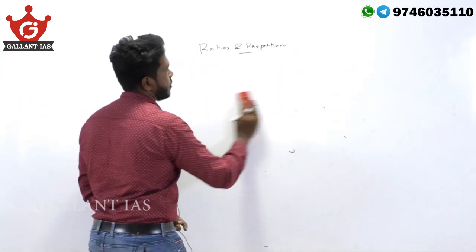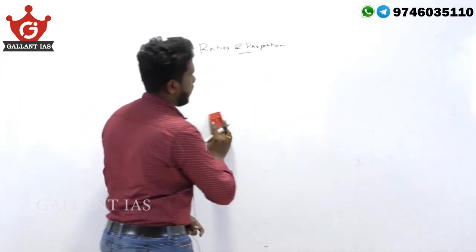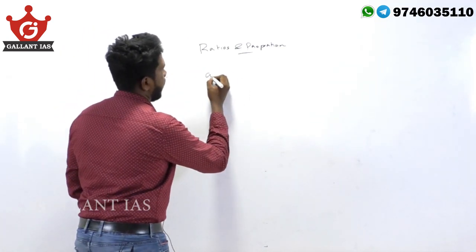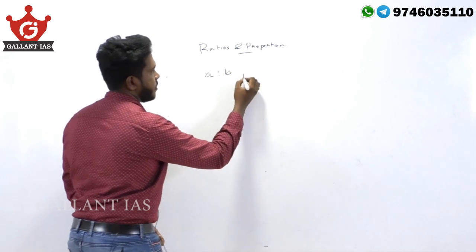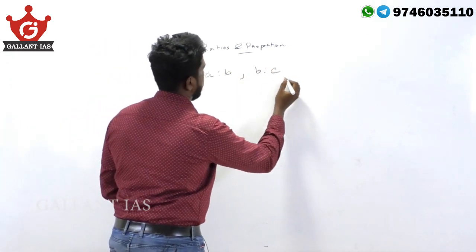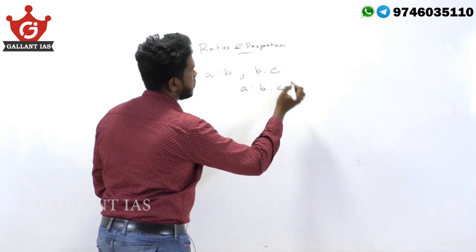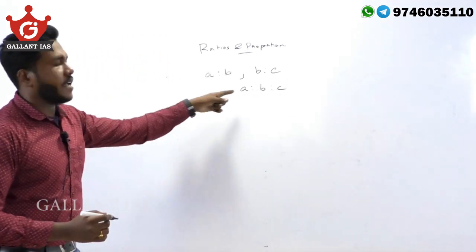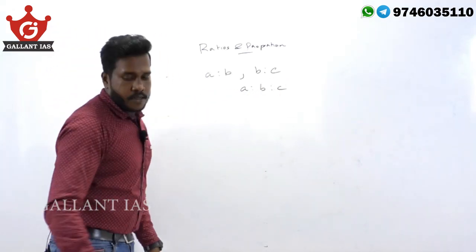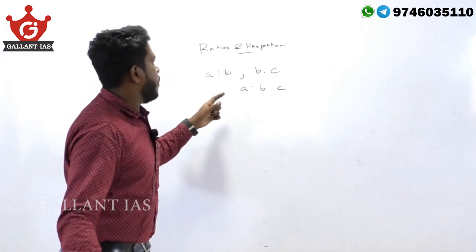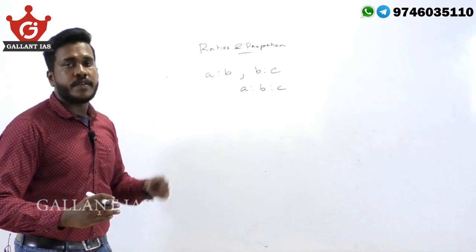My first question. UPSC usually asks questions like this. Suppose A is to B is given and B is to C is given, and we need to find A is to B is to C. UPSC asks questions like this. Now check one question. This is the first one type of question UPSC asks based on ratios.